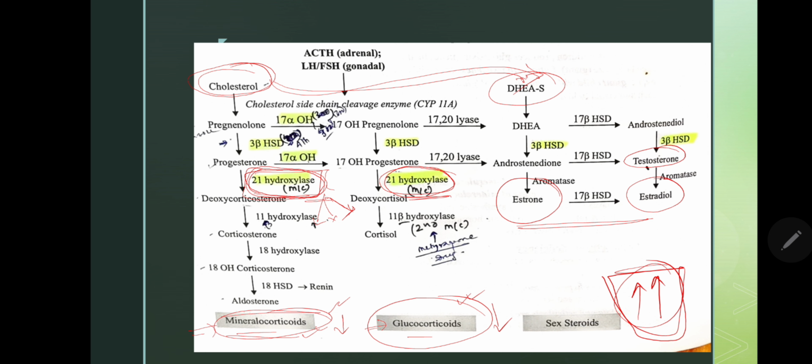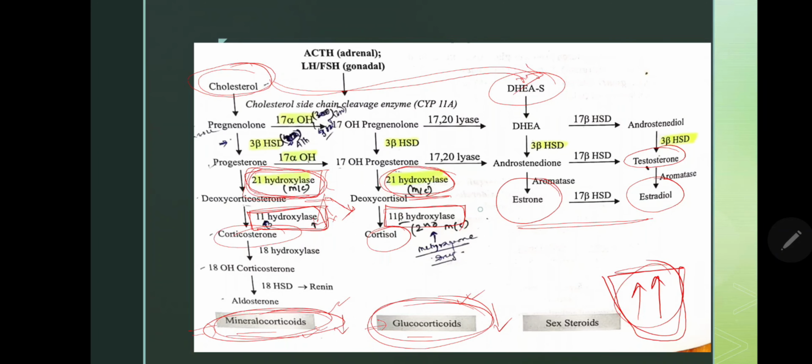Next is the 11 beta hydroxylase enzyme. This is one of the important enzymes. 11 beta hydroxylase deficiency is the second most common enzyme deficiency, in which there is decreased production of corticosterone, that means mineralocorticoid, and decreased production of the steroid cortisol. And there is overproduction of androgen hormone.